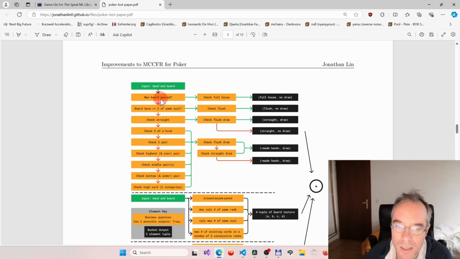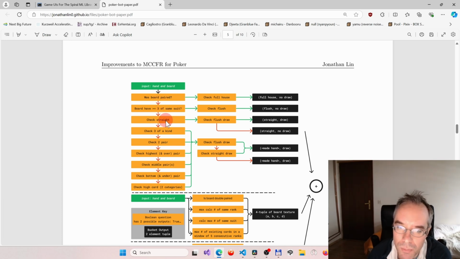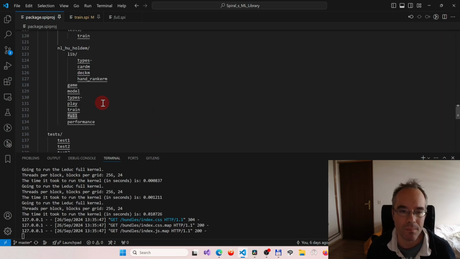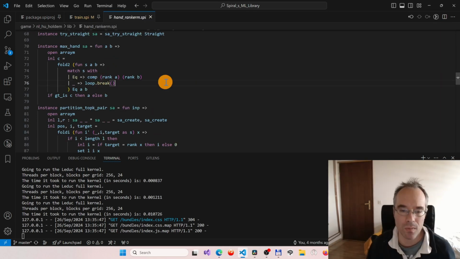Like the input hand and board, was the board paired, does the board have more than 3 of the same suit. Check full house no draw, flush no draw, straight no draw, straight draw, straight no draw, made hand, check highest. Oh, I see. So this is basically just doing the hand ranking, much like we are doing, like we are doing in the hand ranker module.